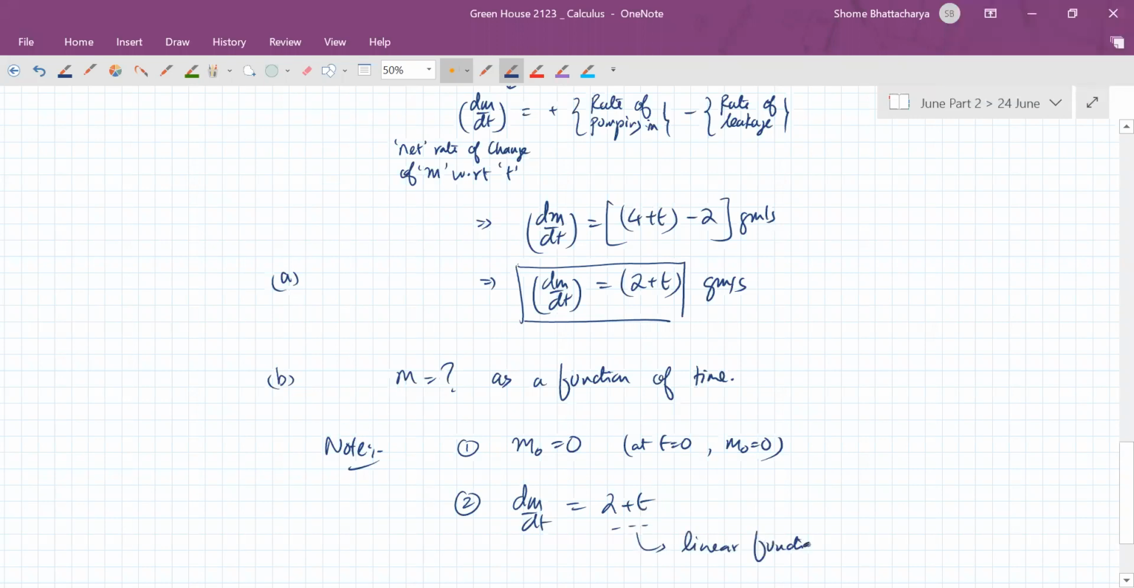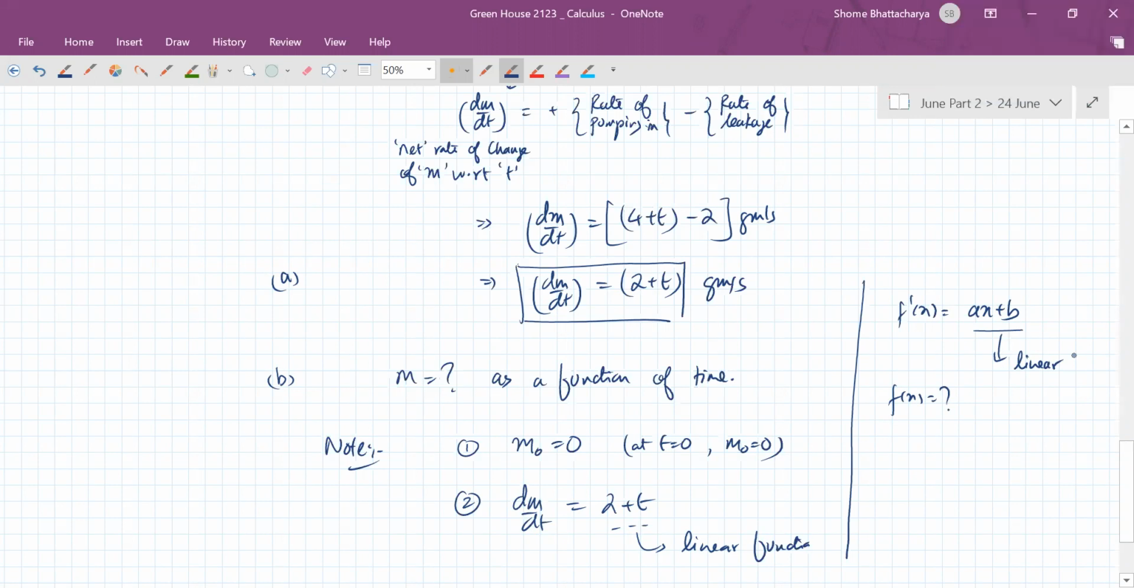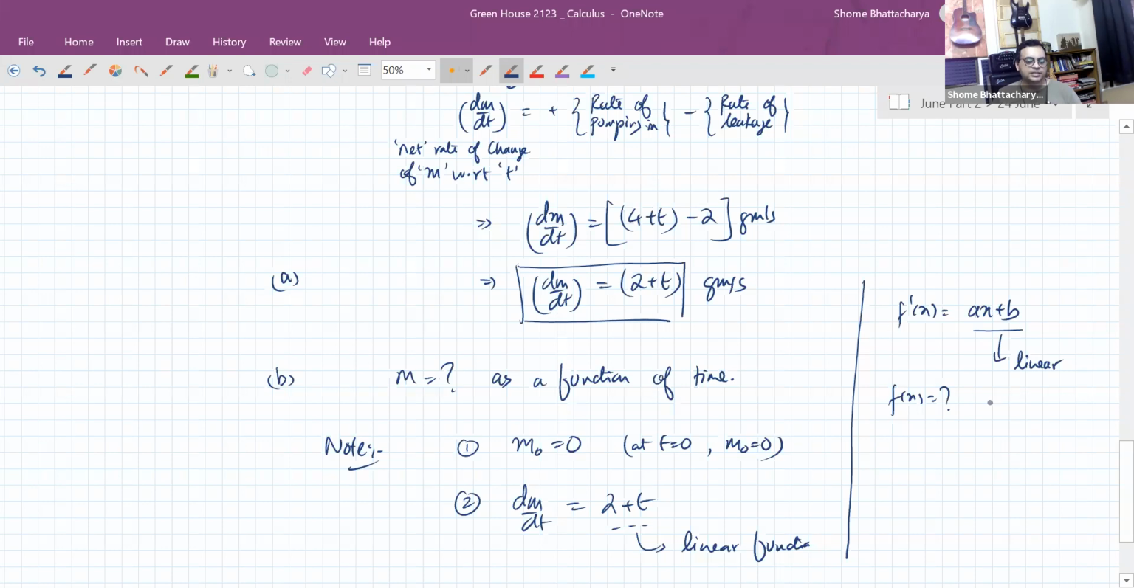Yes, sir. So now you go back to calculus and understand that if the derivative of a function is linear, then what can you tell about the function itself? Differentiation results in what happening to the power in a polynomial function? It becomes one less, no? Yes, sir. So if f prime x is linear, so maximum power is 1, then what should f x be? It should be a quadratic function.